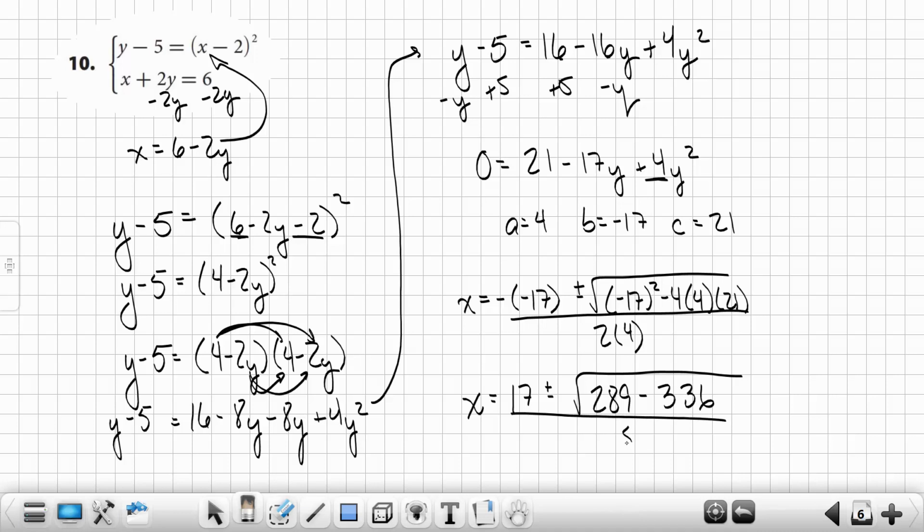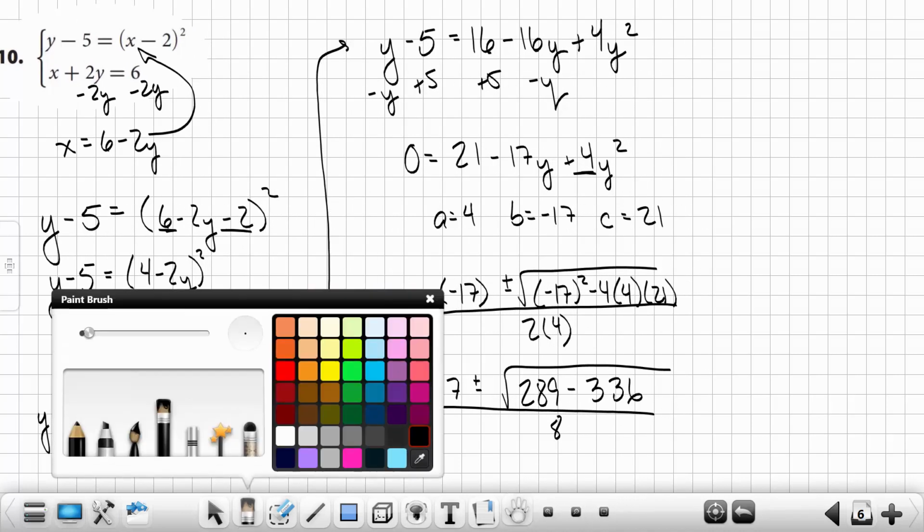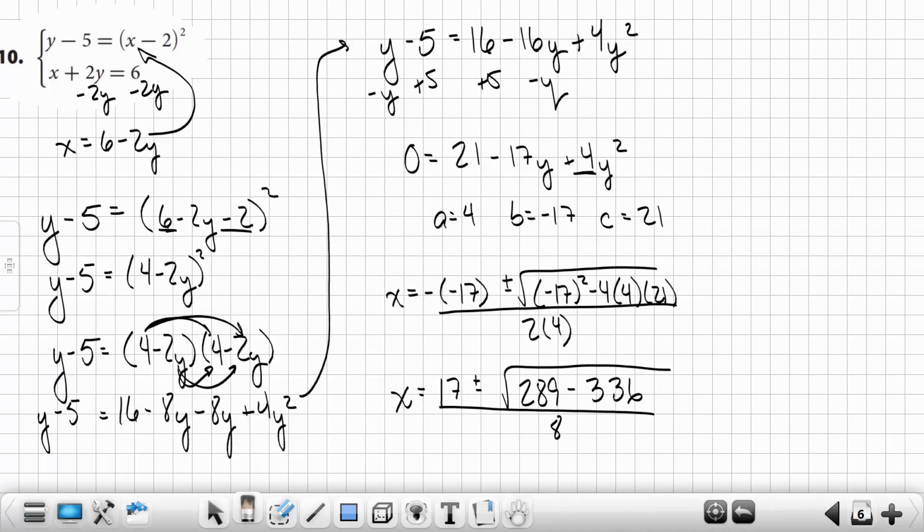All over 8. Ooh, I like this. I like this because it starts off looking tough, but 289 minus 336, you guys have to realize this is going to be negative. So my x value, so where did these cross? This is a good example. Where do these cross? So we have x equals 17 plus or minus the square root. We have 336 and 289, and the difference between those is 47. We have negative 47 over 8.